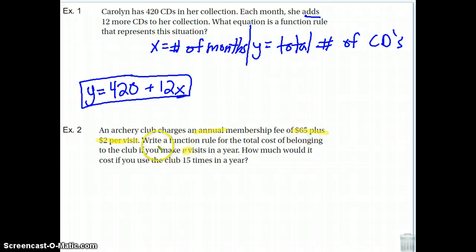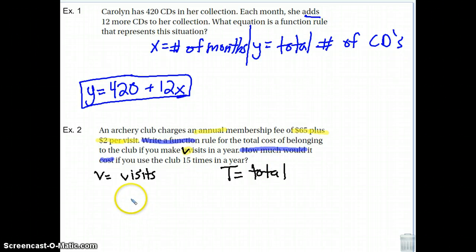So if you notice, they're asking us to do two things. Write a function and then find out how much it would cost. So before we do anything, we have to find what the function is. So I only got V here, so I know V equals visits, and let's just call the other one T, which is the total cost.